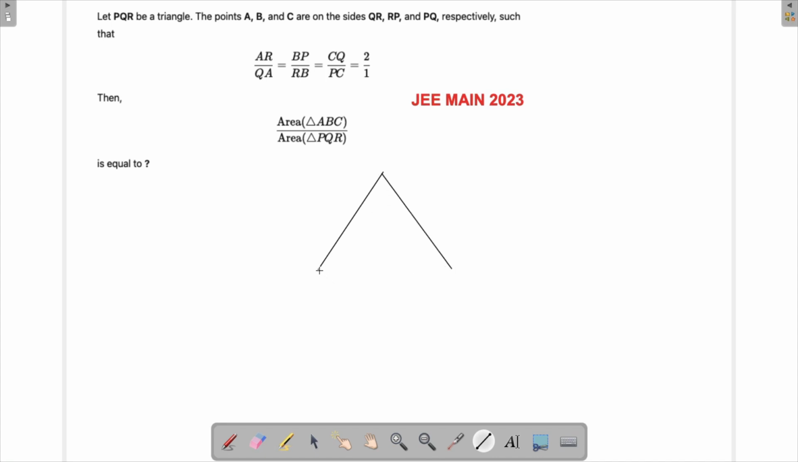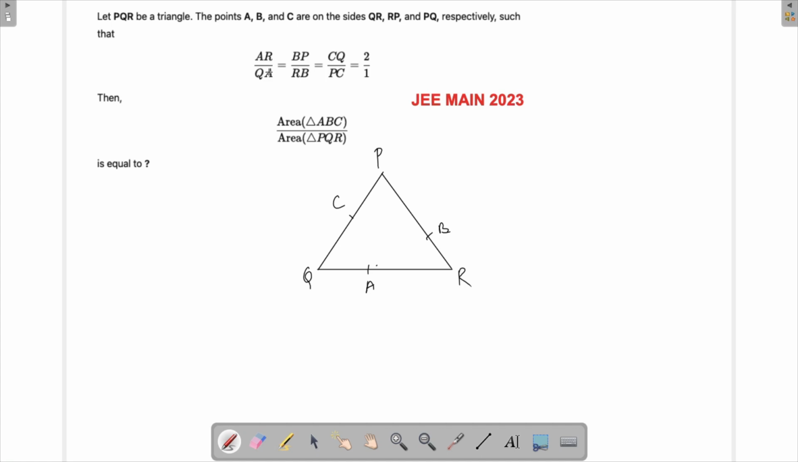So we have got a triangle, right? We can just say this is going to be PQR like this. Now what we have here is points A, B, C on this. So we'll just mark A, B, C somewhere, and then we'll see how it goes. A is on QR, B is on RP, and C is on PQ, which is correct.